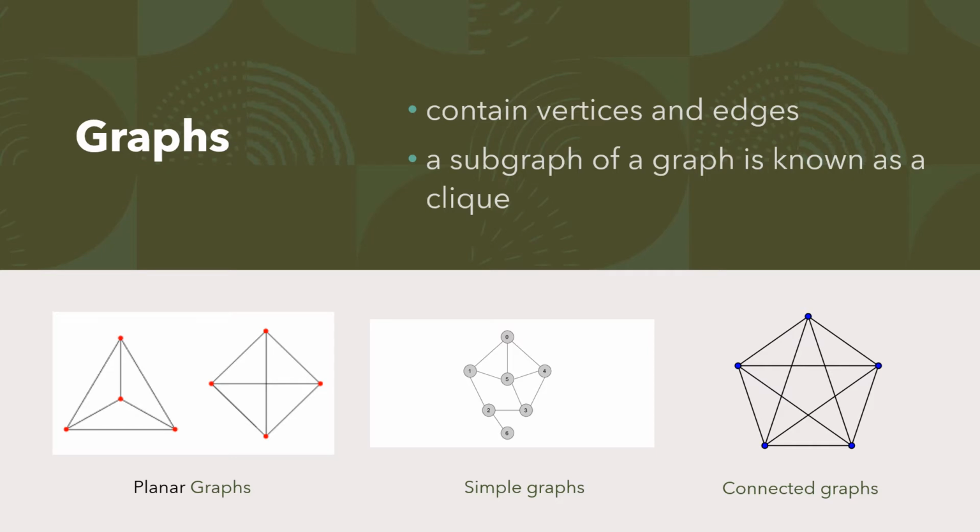So first, what are graphs? They contain vertices and edges. Below are some examples of the kinds of graphs, which are planar, simple, and connected graphs. A planar graph is drawn on a plane without any overlapping edges, while a simple graph has no vertex adjacent to itself and has no more than one edge between any two vertices. On the other hand, a connected graph can end and start at any vertices. Additionally, a clique is a subgraph of a graph.